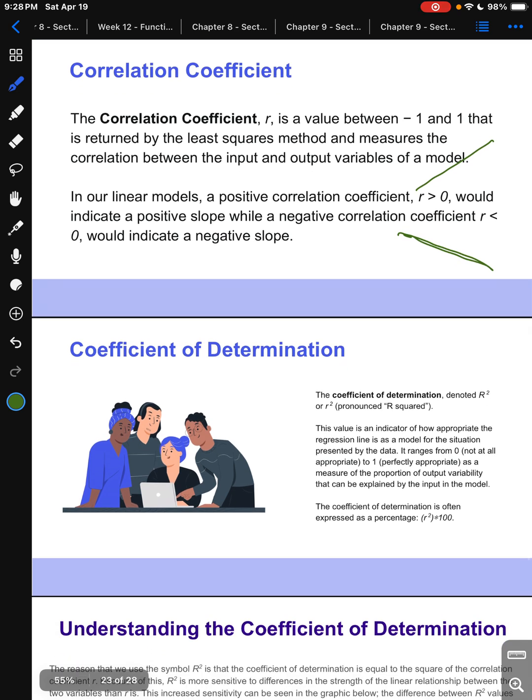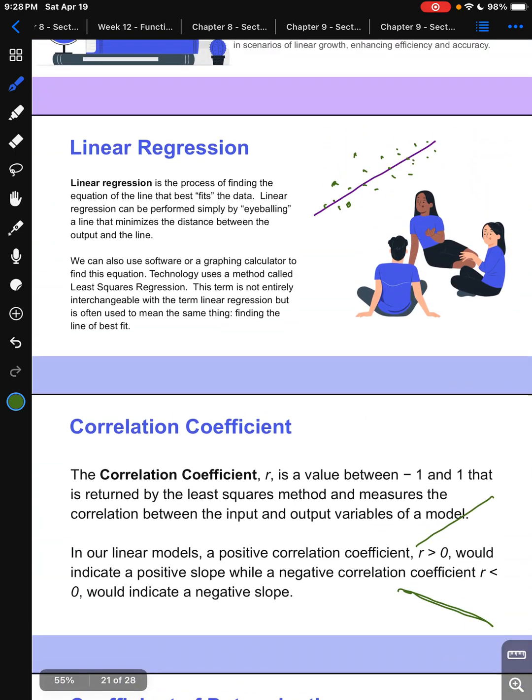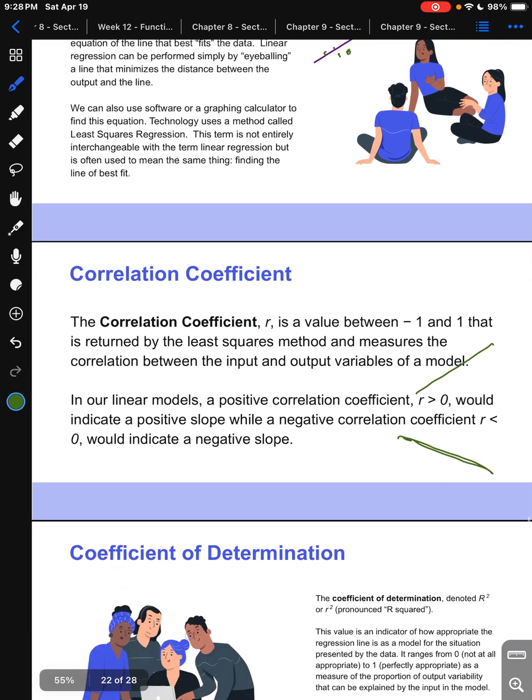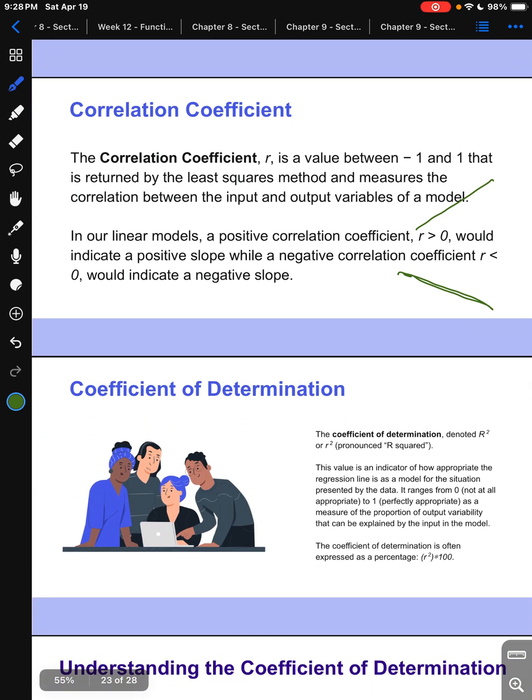Now, the coefficient of determination, or R squared, the value indicates how well the line fits. So if I have my ordered pairs like up here, this one, my R squared was close to 1. Now, if my data is more spread out and my line is not as good, my R squared would be closer to 0. So a perfect fit would be 1. No fit would be 0.